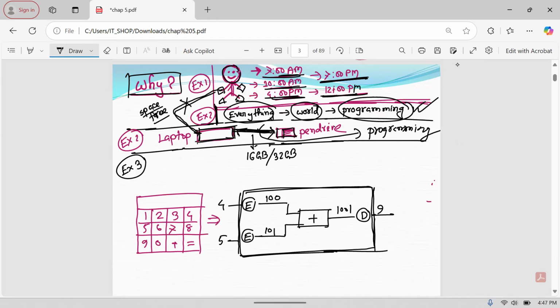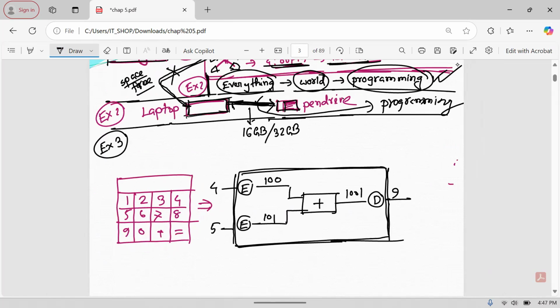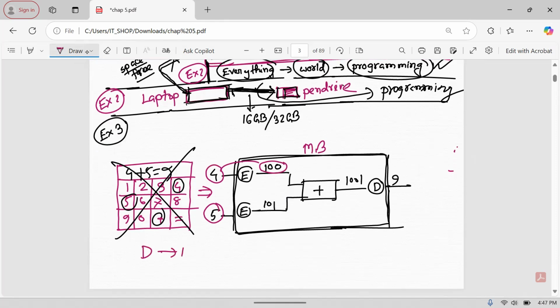Now, take another simple example. We want to design a simple calculator. This calculator can add only two numbers, 4 and 5. So 4 plus 5 equals 9. These things we have done a lot of times in our regular life. But what actually happens if I break down this calculator? That means I'm talking about the inside part of the calculator. If I break it down, inside we get the motherboard. This 4 and this 5 go to the motherboard, and this 4 will be converted into 100. That means the decimal number will be converted into binary.